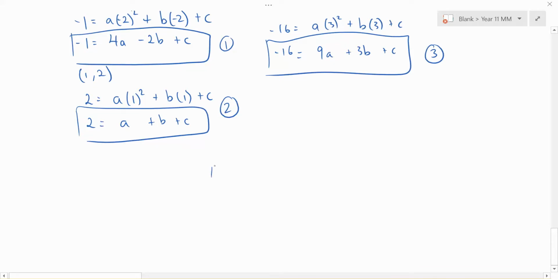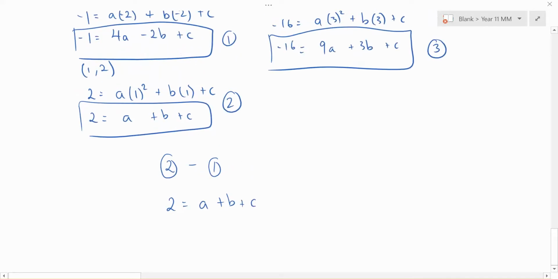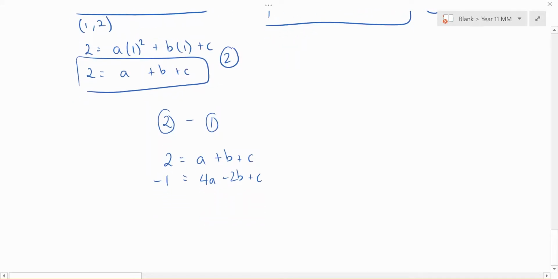So what I'm going to say is let's take equation 2 and say minus equation 1. If I do that, I've got 2 equals a plus b plus c, and I've got -1 equals 4a minus 2b plus c. So that's equation 2 on the top line, equation 1 on the bottom line. Now if I minus everything, 2 minus -1 becomes 2 plus 1, which is 3, because 2 negatives make it positive, right?